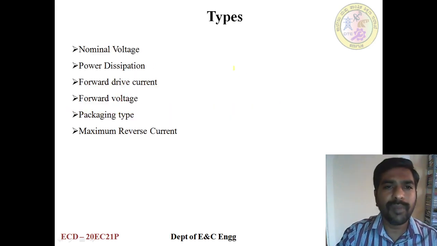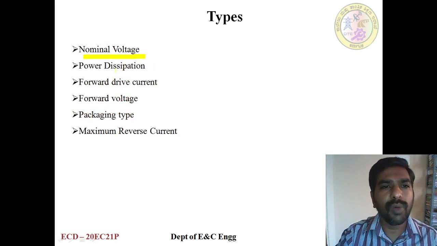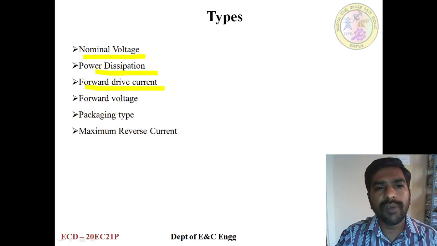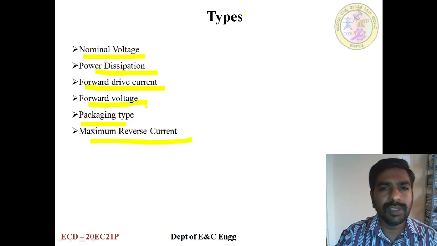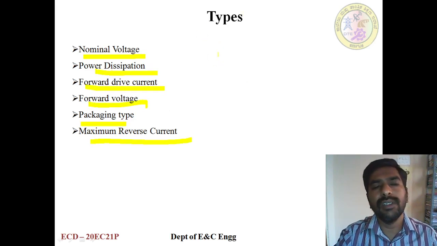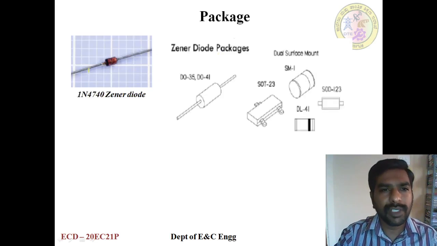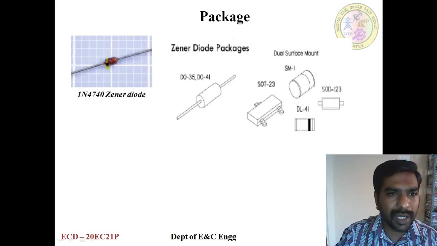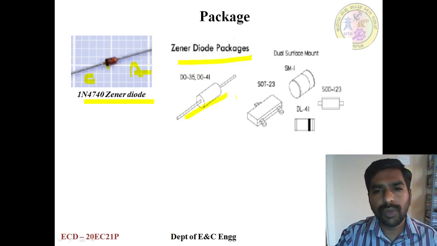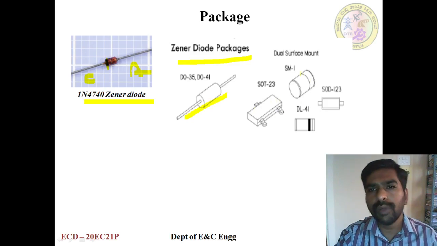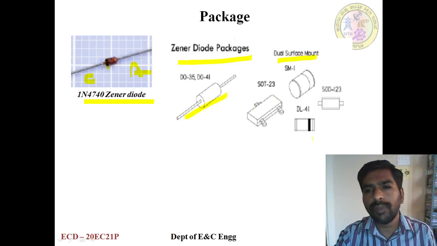This is about the symbol, and there are different types: nominal voltage, power dissipation, forward driving current, forward voltage, package type, and maximum reverse current. Based upon this, the Zener diode will be categorized, and you can see the package here. There is a black colored tape. This is the cathode, and this is the anode. This is a 1N4740, a Zener diode. These are the different packages available. This is a through-hole package, and this is a surface mount package. Dual surface mount package is also available.